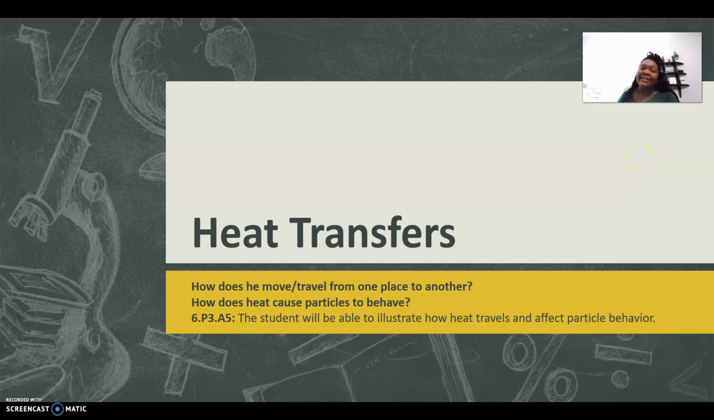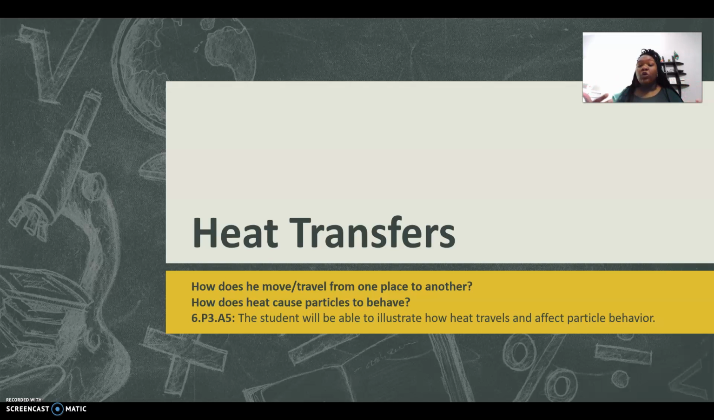Here's our first lesson in our 5 lessons that we'll be learning about heat. We're going to be starting to talk about heat today and its movement. How does heat travel from one place to another? The 2 questions that this lesson is going to help us answer are: how does heat move or travel from one place to another, and how does heat cause particles to behave?